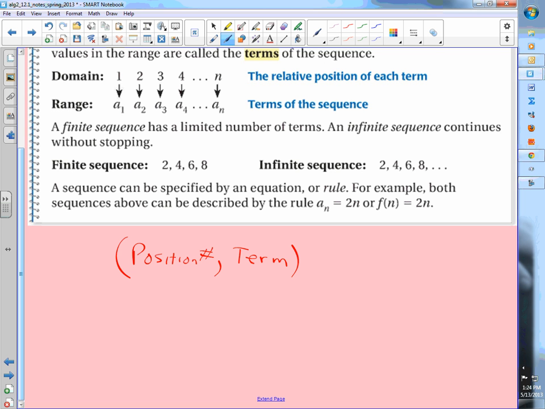We're not very often going to be working with them in ordered pairs. We do, however, want to be able to identify any term in the sequence. Any term can just be identified as A sub n. So we're not saying A sub anything in particular, just some unknown position.